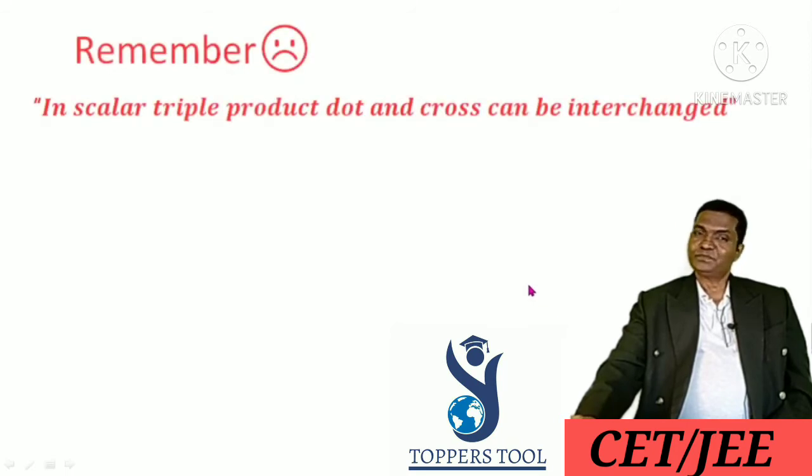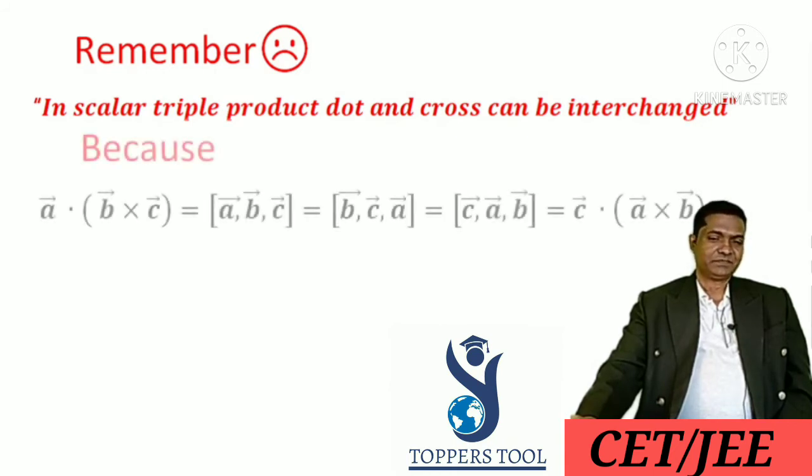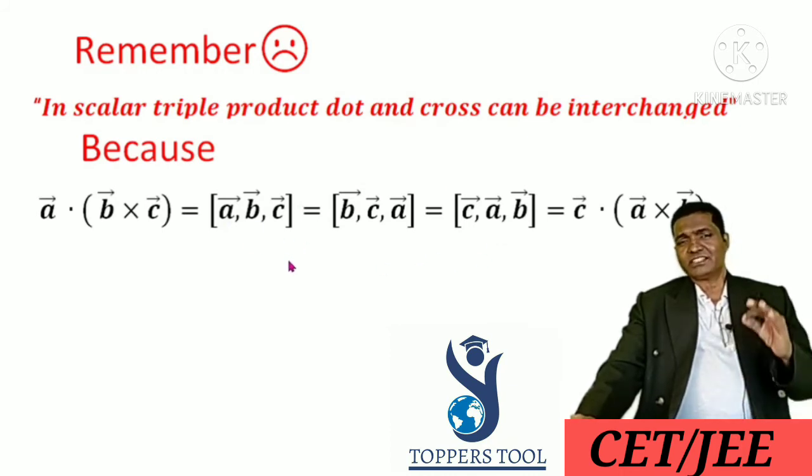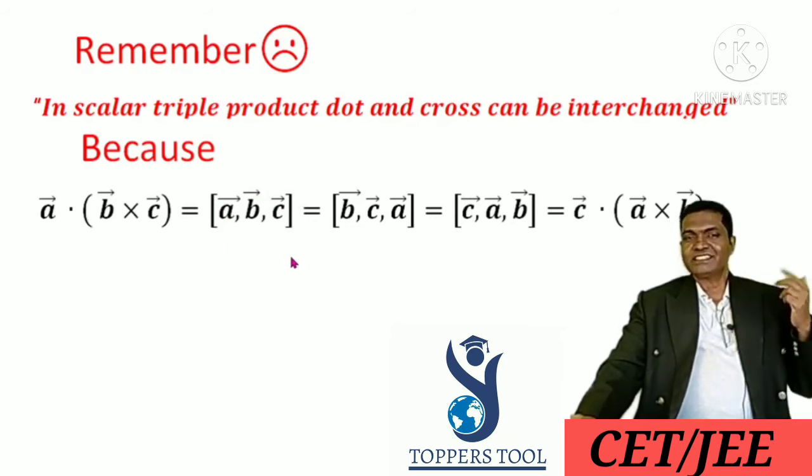Now we'll move on to some of the next important things. In scalar triple product, dot and cross can be interchanged. So how? Why? Let's see here. This is your scalar triple product, and this can be written as this. As we know, this can be written in this form because the value of the scalar triple product does not change when the vectors are interchanged cyclically. So using this, it can be written in this form.